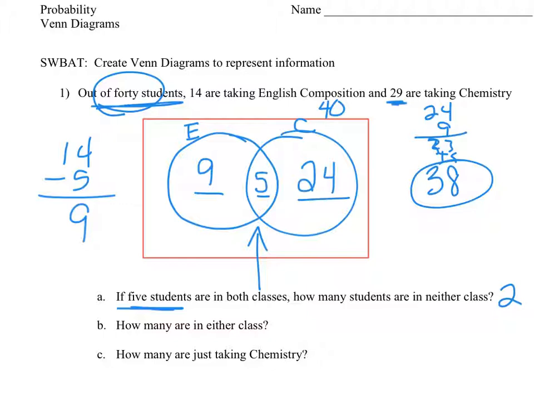How many people are in either class? So that means either English or chemistry, or both. We figured that out already. We just added that up and we got 38.